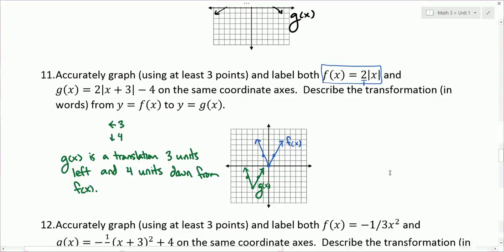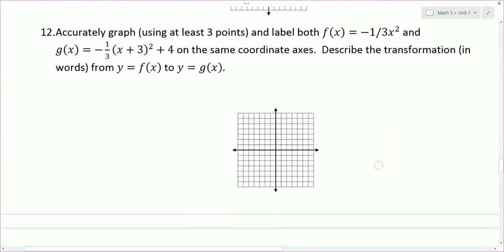Number 12. Accurately graph using at least 3 points and label both f of x equals negative 1/3 x squared and g of x equals negative 1/3 (x plus 3) squared plus 4 on the same coordinate axes. Again, notice f is a parent graph, g is a translation of that parent graph. Describe the transformation in words from f of x to g of x again.